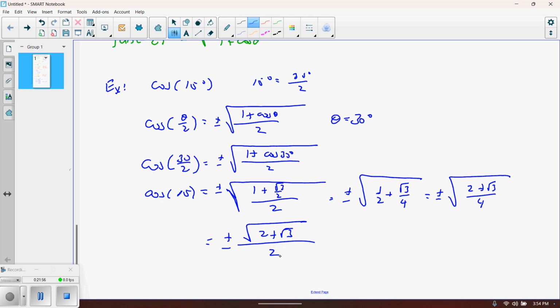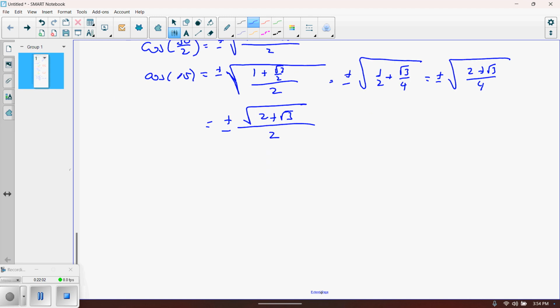And then if we wanted to find the exact value based upon some non-unit circle type stuff, and this one will probably be our last example.